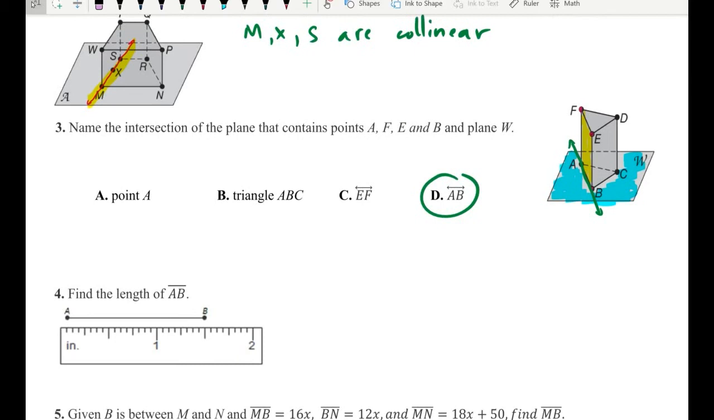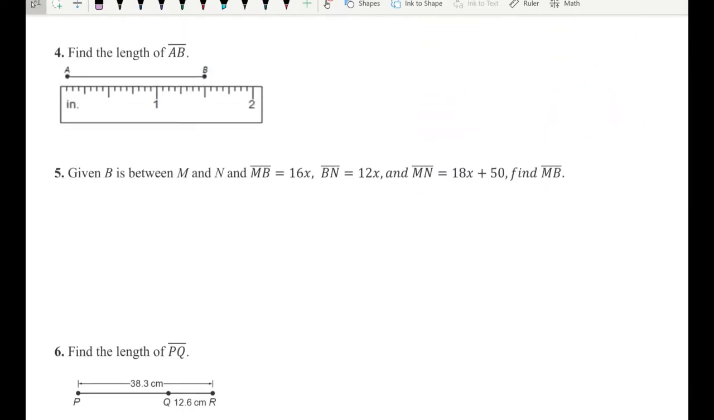Alright, we go down to the next 3 problems. Number 4, find the length of AB. Obviously if you look at this one, you're going to say the answer is 1 1/2 inches. But let's pretend that we don't see that. I want to teach you the whole concept of how to read the ruler. First of all, we count how many marks are on this ruler: 1, 2, 3, 4, 5, 6, 7, 8, 9, 10, 11, 12, 13, 14, 15, and 16. So that's 16 marks in total.